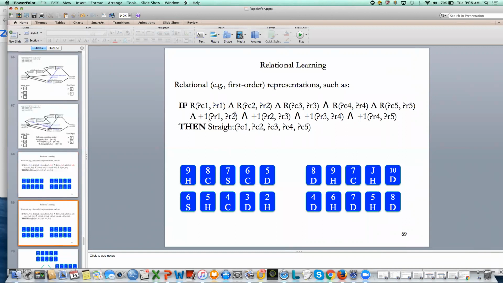This is a representation I might have for a straight. Same kind of thing here. Card one has a rank. In this case, you look at these and they all have different ranks. But what's important here is that rank one immediately follows rank two. Rank two immediately follows rank three. Rank three immediately follows rank four, etc. If that is satisfied, then you have a straight.